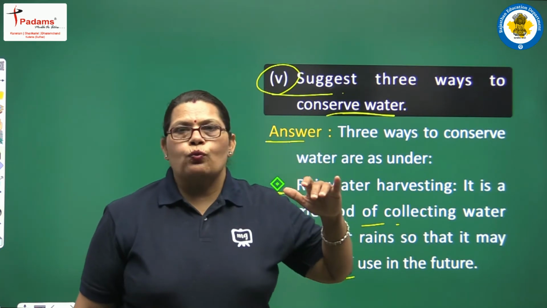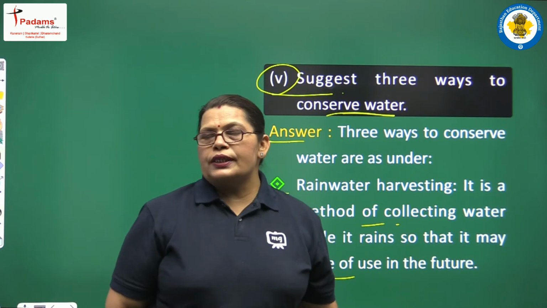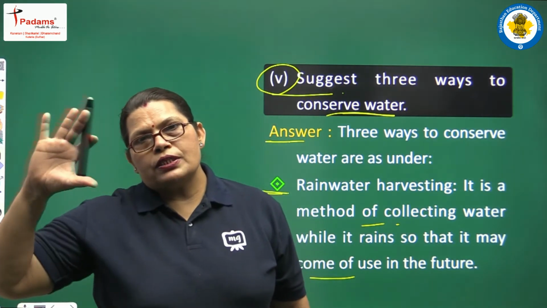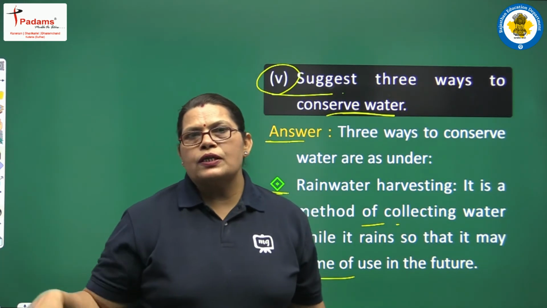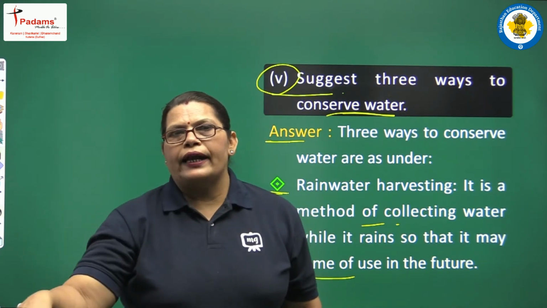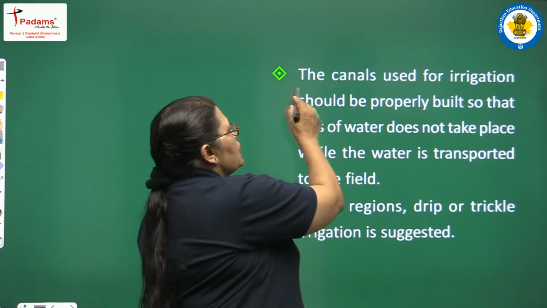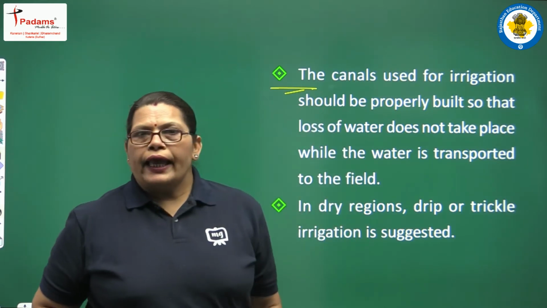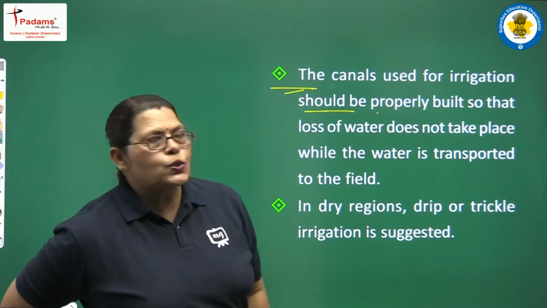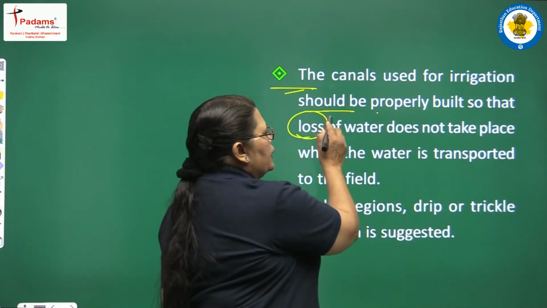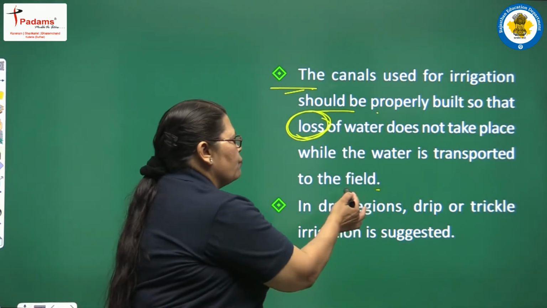In Kerala, so what is the situation? Rainwater harvesting is there on every office's roof, as well as underground water tanks, and pipes are connected with those tanks for the filling of rainwater. Okay. Next one is the canals. The canals used for irrigation should be properly built so that loss of water does not take place while the water is transported to the field.